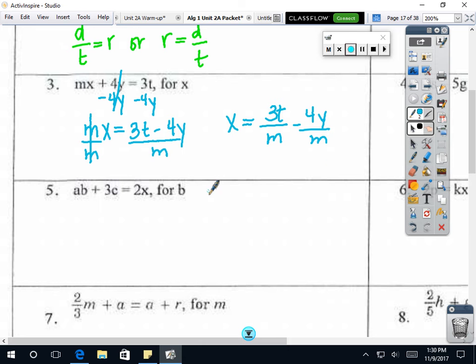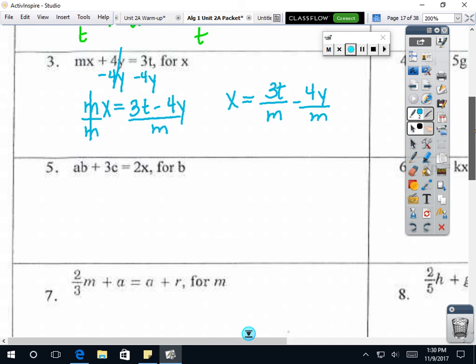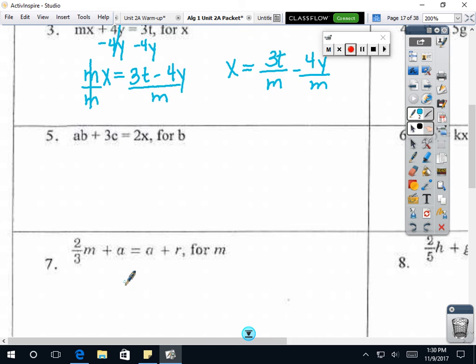All right, number 5. AB plus 3C equals 2x, and they want us to solve it for B. So what do we do first? Right, subtract the 3C on both sides. That becomes AB on the left, and on the right you can't actually subtract it, so you just write it off. Now to solve for B, what do we do?